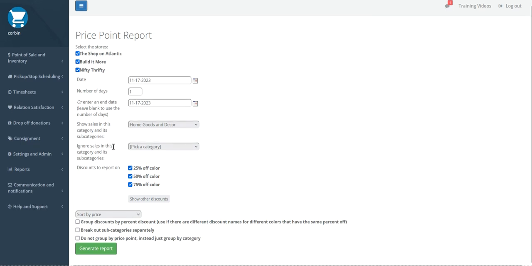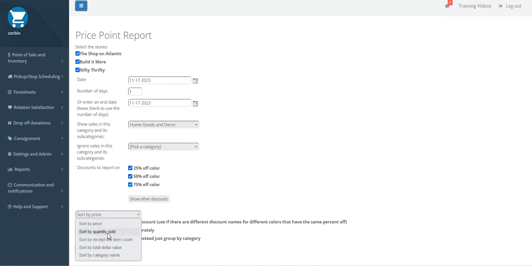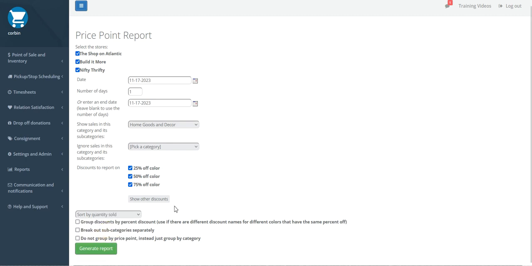Optionally, you can also ignore sales within certain categories, and then notice that you can unselect showing sales that have a certain color discount applied. In many cases, you will probably want to include every color discount option in the report. You can have the report sorted by price, or my recommendation is to sort it by quantity sold. Items with the highest quantity of sales are probably those that you want to pay the most attention to your pricing strategy for.